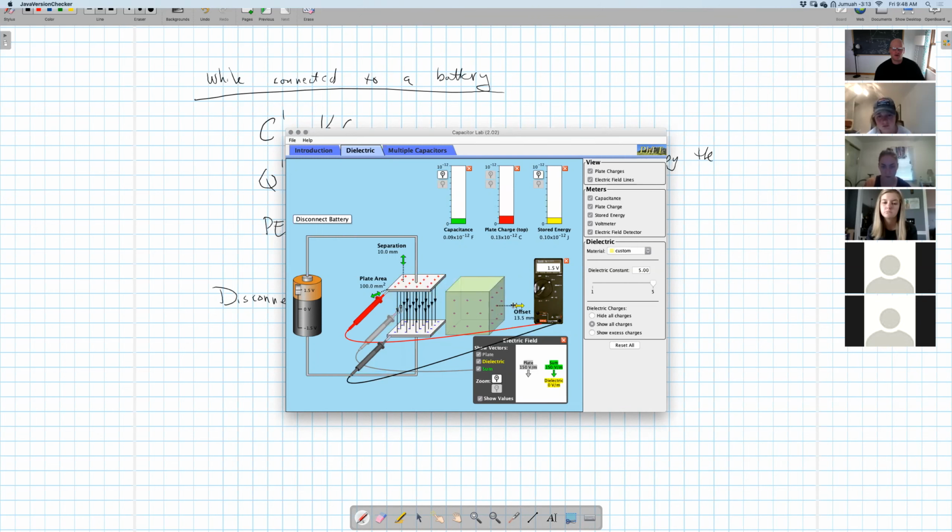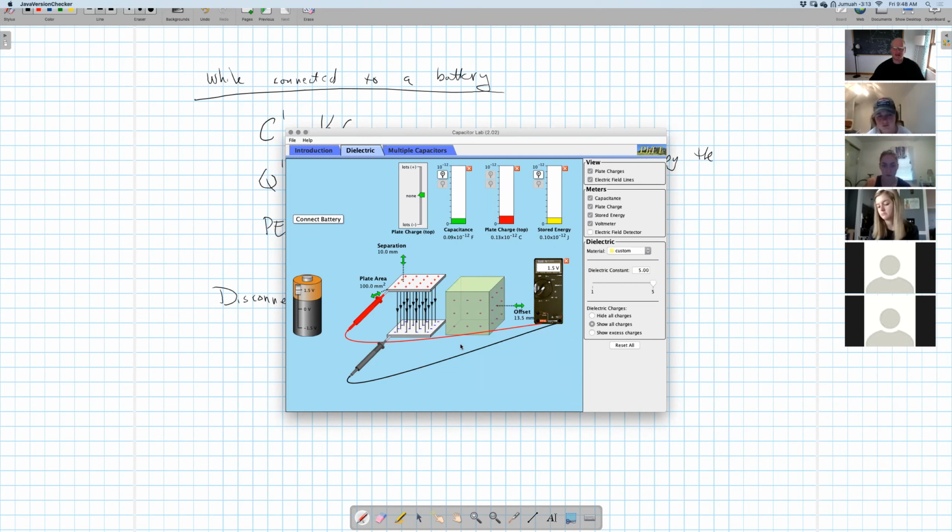Okay. So good, let me take this away. Now let's do the same thing. Let's disconnect the battery this time and see what happens in this case. So now, when I push this guy in, notice that the capacitance still goes up. The charge now stays the same, because if I move it out and I push it in, the charge stays the same. But now the energy goes down instead of up, and the potential also goes down. So if I insert the dielectric while it's disconnected from the battery, the potential drops, the capacitance goes up, the charge stays the same, but the energy stored decreases.